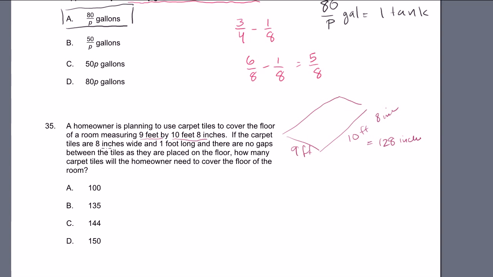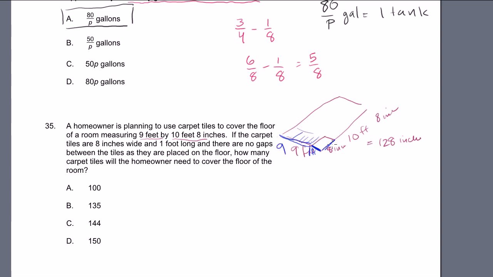If the carpet tiles are 8 inches wide and 1 foot long, and there are no gaps between the tiles when they're placed on the floor, how many carpet tiles will the homeowner need to cover the floor of the room? So I'm going to place them this way just because I kept this side in feet. So I'm going to use the foot dimension on the foot side. So this is 1 foot by 8 inches, right? That's the dimension of our tile. It's 1 foot on this side right here, and then 8 inches on that. So clearly we're going to have 9 tiles because we have 9 feet. So we're going to have 9 tiles in this direction.